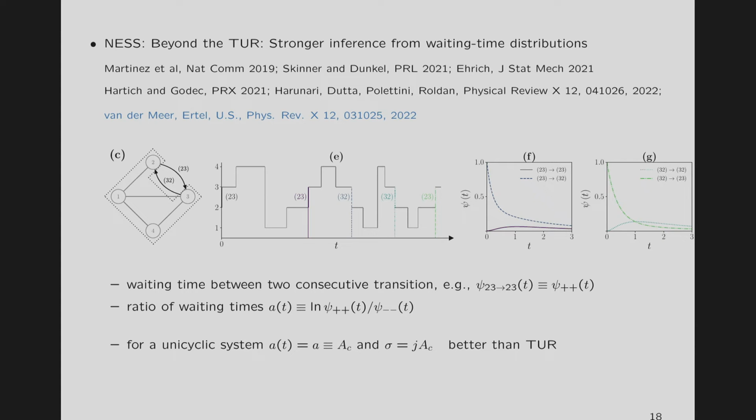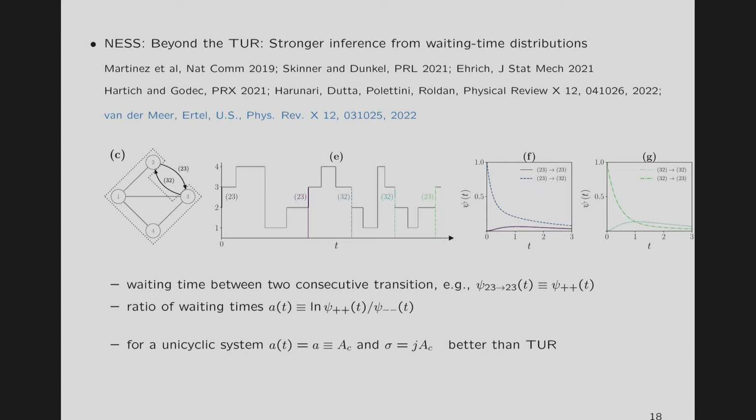Now, once you have worked on it, it's easy to show that in a unicyclic system, so suppose this transition between 1 and 3 wouldn't be there, so you only have 4 states, 1 cycle, you only see transitions between here. This log ratio is time independent and gives you directly the affinity, the driving affinity of this unicycle. Since the current can be inferred from these measurements as well, you get the full entropy production by just looking at 1 transition in this unicycle.